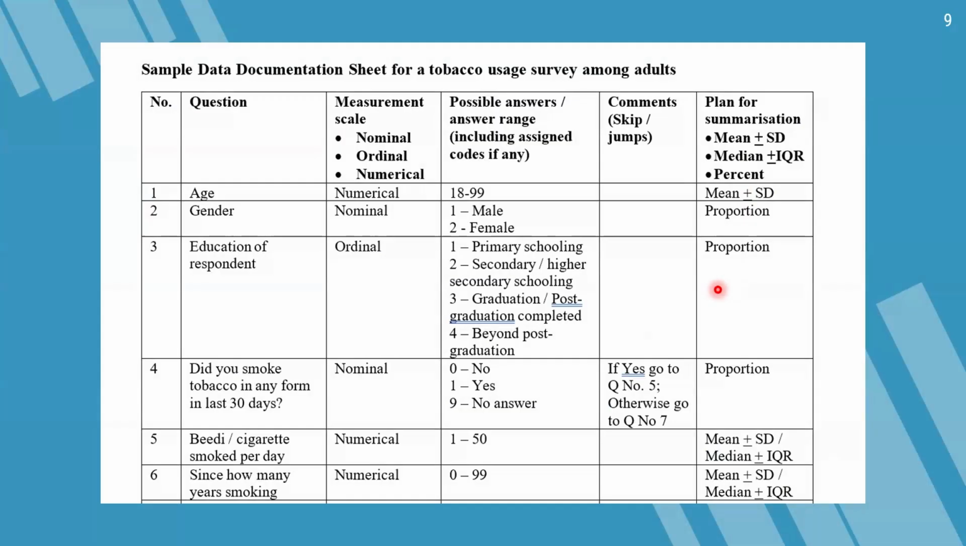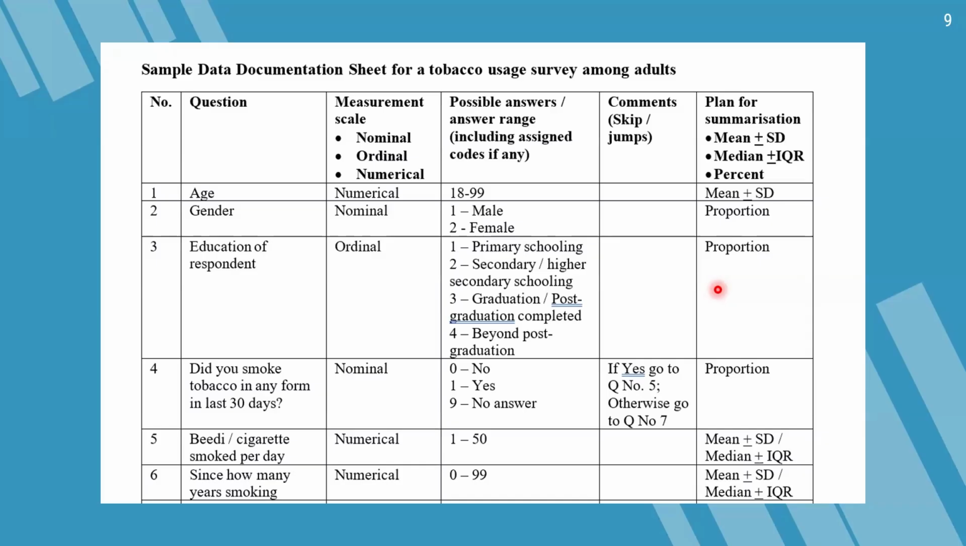Okay, sir. What I can see is the questions and the type of the questions. For example, age. If it is age, then it would be a numerical answer for that particular question. Then if it is gender, then it would be nominal. I think nominal would be just a two or more option answer, and then education of respondent would be ordinal. I think that would be based on a specific sequence of events that would happen. For example, in education, there is schooling and then graduation and so on.